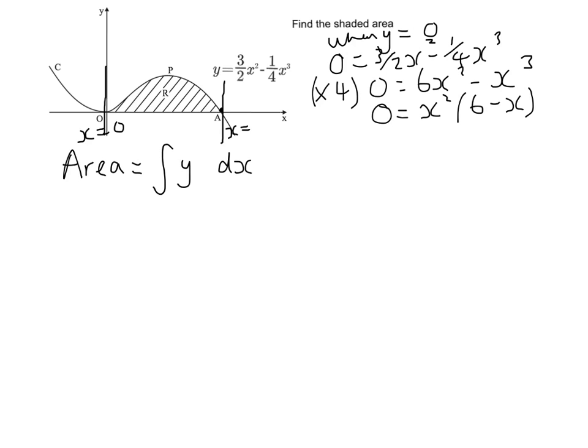6 minus x. So it cuts the x-axis when x squared is 0, that's a double root, isn't it? x equals 0, that's that double root sitting on the axis, or when x equals 6. So actually what we've discovered is that this line is 6. So I want to find the area.